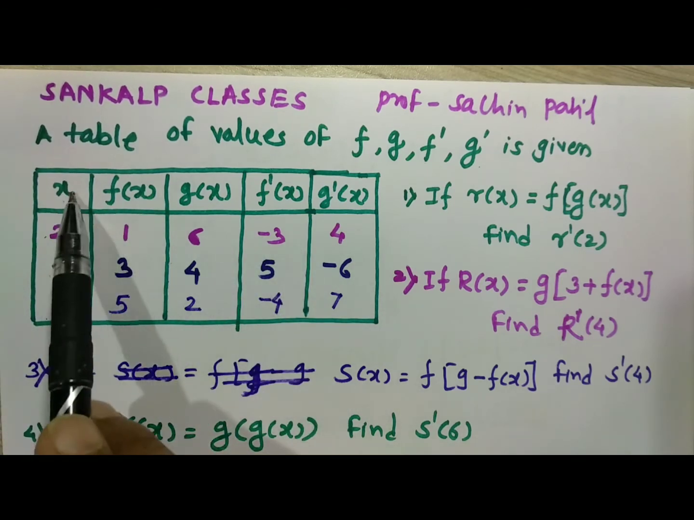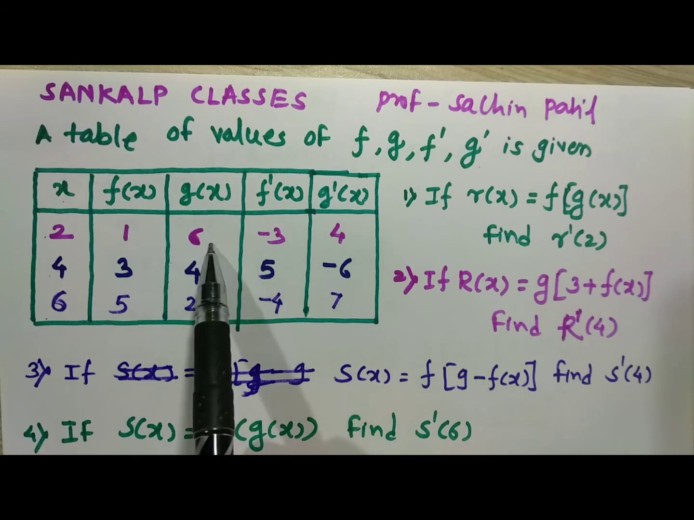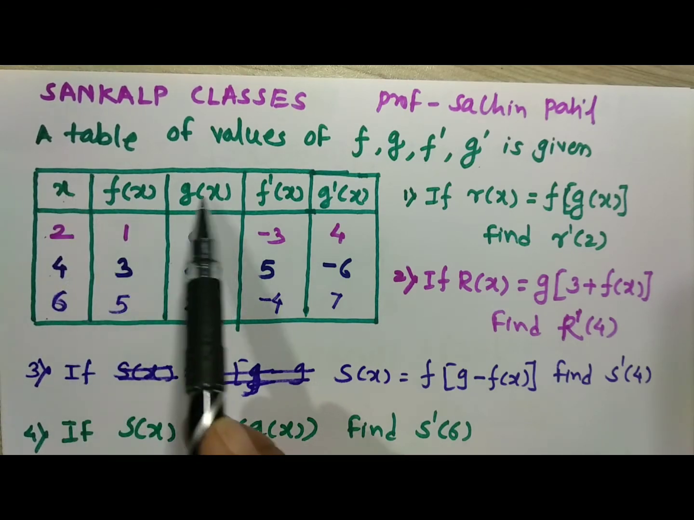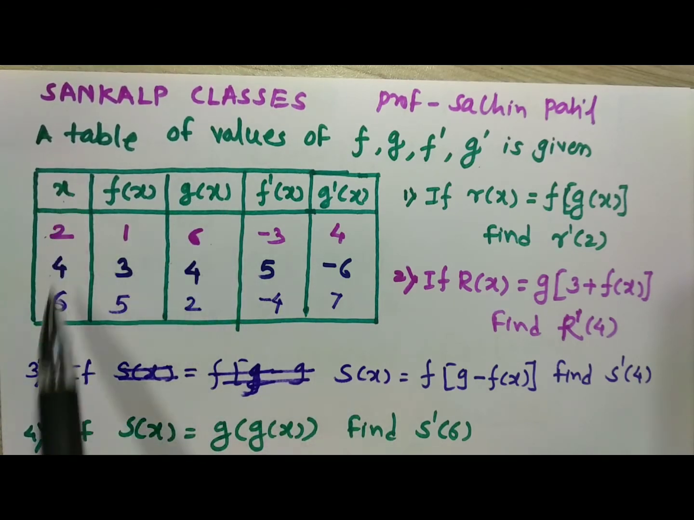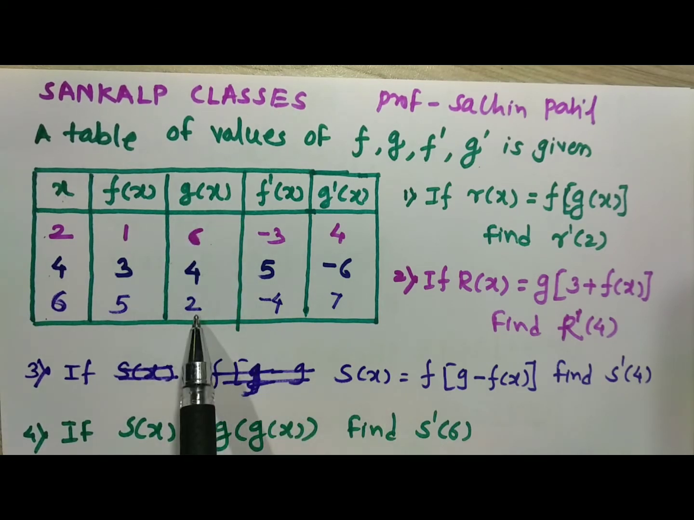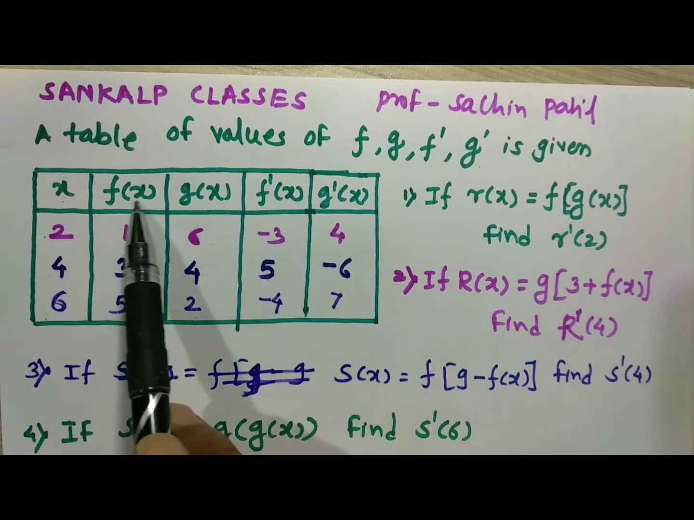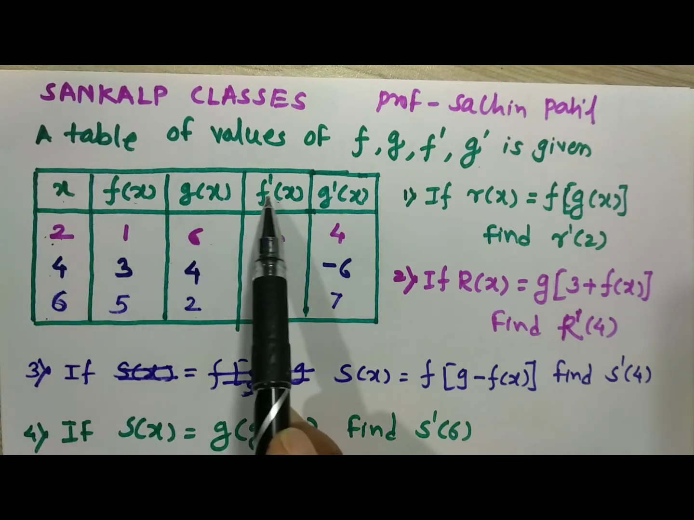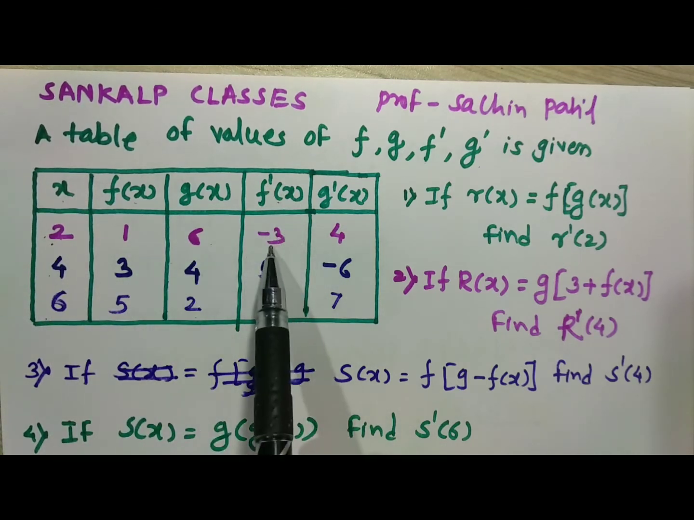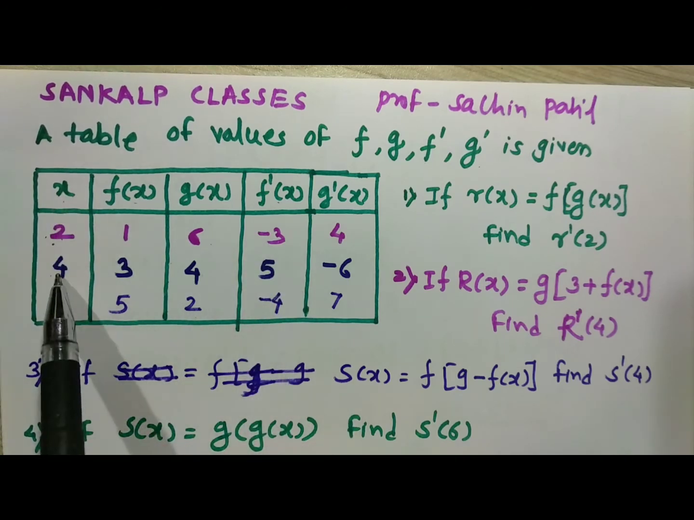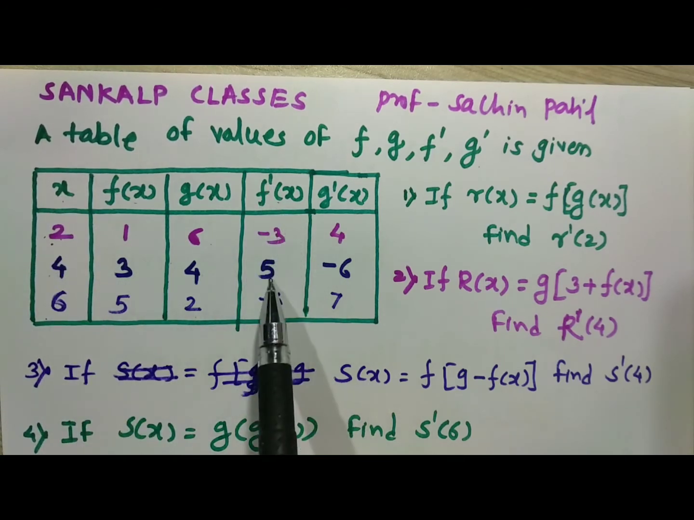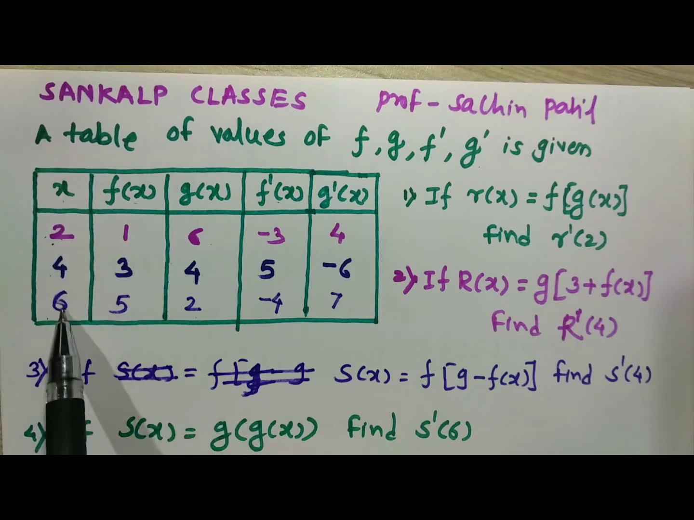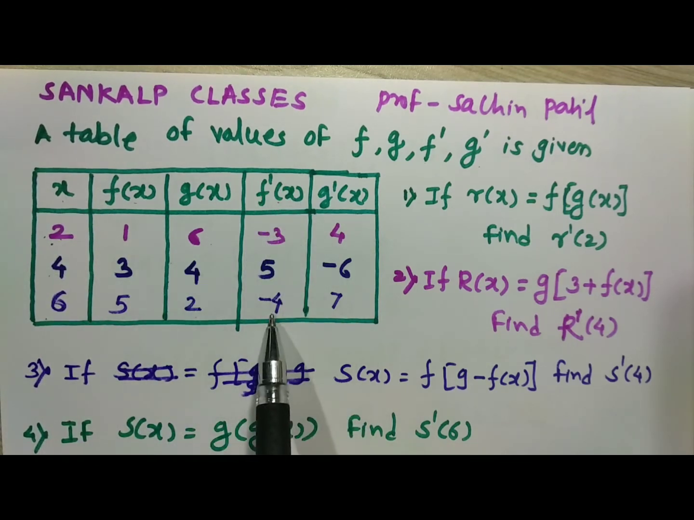Similarly, for x is equal to 2, g of x is equal to 6; x is equal to 4, g of x is equal to 4; x is equal to 6, g of x is equal to 2. Similarly, the derivatives of f at those values: x is equal to 2, f dash 2 is equal to minus 3; x is equal to 4, f dash 4 is equal to 5; x is equal to 6, f dash 6 is equal to minus 4.